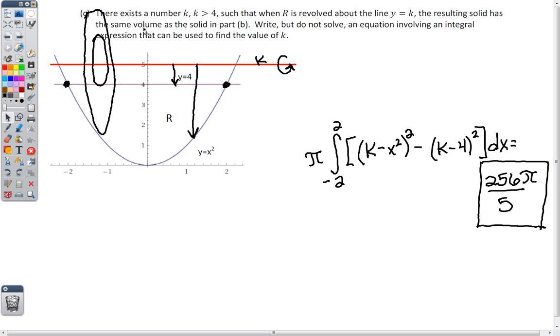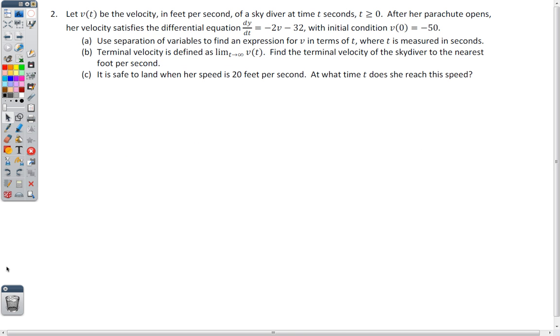The resulting solid, which would be this, has the same volume as the solid in part B. And there's the volume from the solid in part B. So we don't actually have to solve it. We just have to write an equation. And here's our equation. So that's it. Okay? All right. Moving on to question 2.